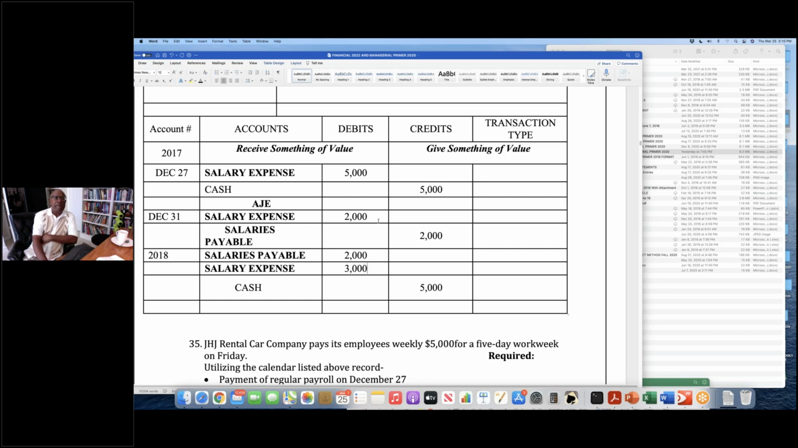So normally we're paying 5,000, but when we get to the end of the year, we have to accrue what's owed. The workers are owed 2,000, we accrue it. Then we get to January 3rd, the next regular pay period. We debit the accrued payable. Then the expense for the new year is only 3,000. The other 2,000 have already been recognized in the prior year, and we credit cash for 5,000. So we credit cash for 5,000 each time, but it's just how we work with the adjusting entry.